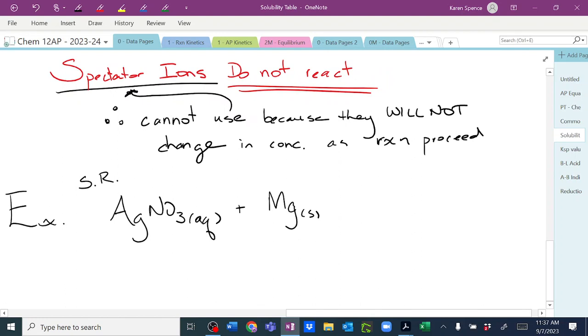What's going to happen in this single replacement reaction? Who's going to go where? This is a metal. If your element is a metal, who will it replace? It will replace the other metal. So I'm going to write my products and you're going to tell me how I do.